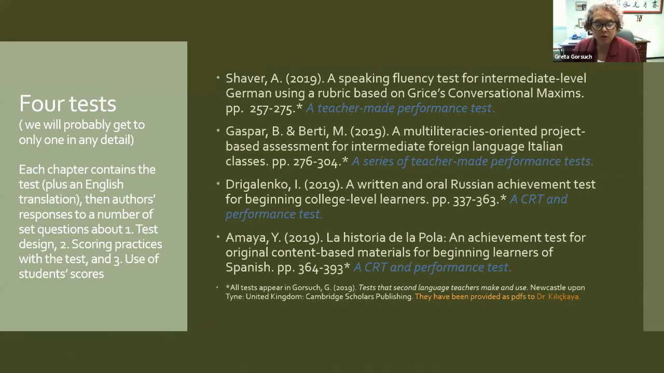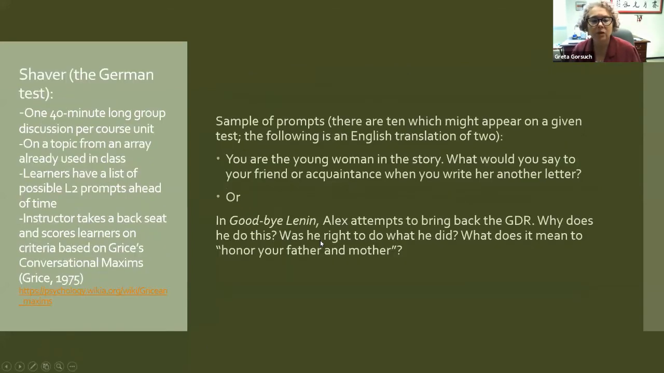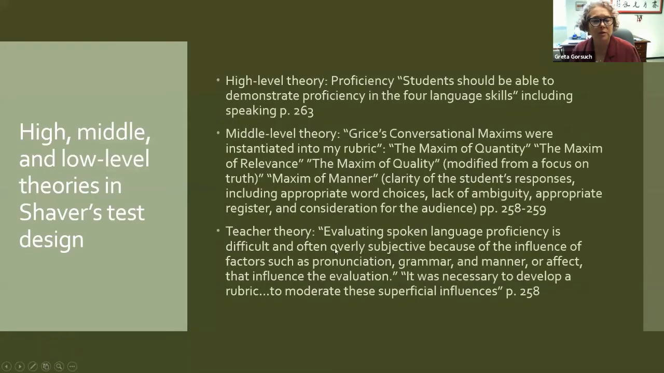And so when Joseph was talking about what Shaver says and what she did, that's because we have really important data from her through this lengthy questionnaire that queried teachers about not only their test design, but also their scoring practices with the test, which Joseph talked about a little bit, and also the use of the student scores. How do the student scores get used? All right, so jumping forward.